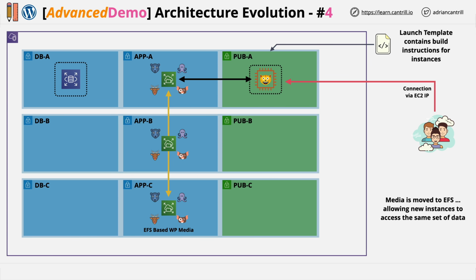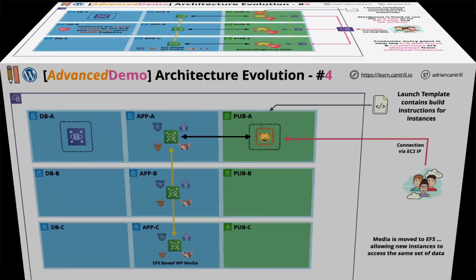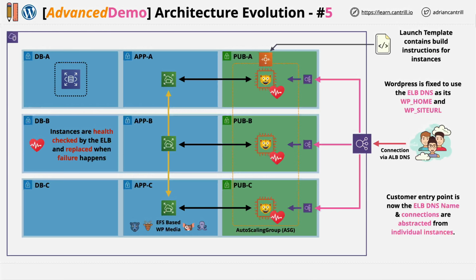Welcome back to stage 5 of this advanced demo series, and in this stage you're going to be adding a load balancer and auto scaling group to provision and terminate instances automatically based on the load of the system. By adding a load balancer, you'll also abstract connections away from individual instances, which will allow elastic scaling and self-healing if any of the instances have problems.